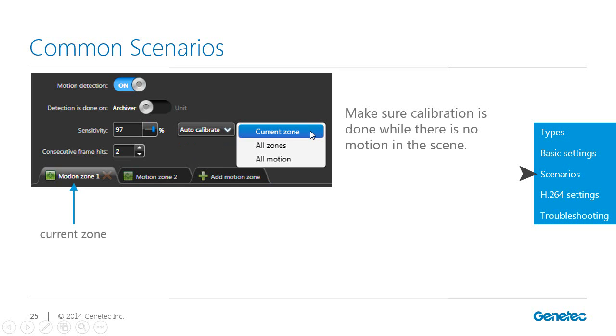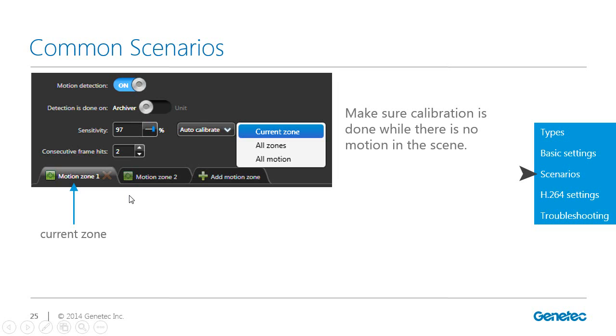Now the first choice for calibration is using the current zone. The sensitivity will be adjusted only using the motion blocks of the zone that is active below. So in this case, it's our motion zone 1. And everything else will be ignored. So motion zone 2 won't be taken into consideration, or any blocks that are outside of what we have selected for motion zone 1.